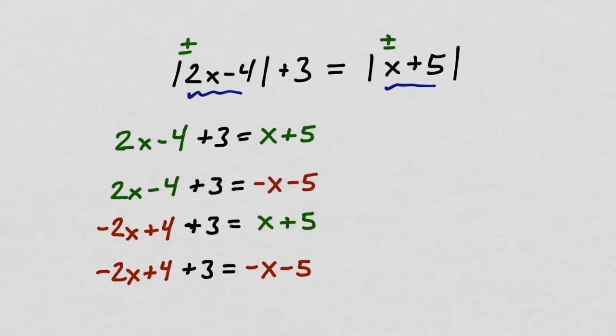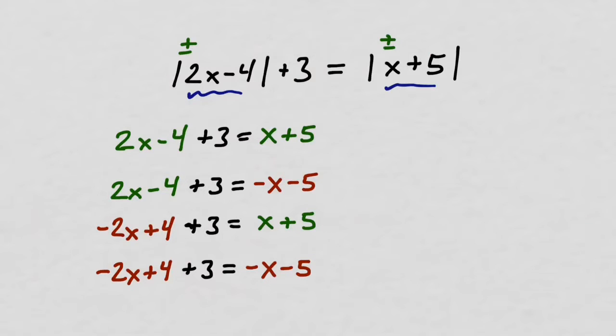Now the four simpler equations come from taking 2x minus 4 as it appears in the left side of the original equation and x plus 5 as it appears on the right side. The second equation comes from taking 2x minus 4 and the opposite of x plus 5. And the last two equations, we take the opposite of 2x minus 4, so negative 2x plus 4, and x plus 5, negative 2x plus 4, and negative x minus 5. Notice that plus 3 stays the same in all the equations because that's outside of both absolute values.